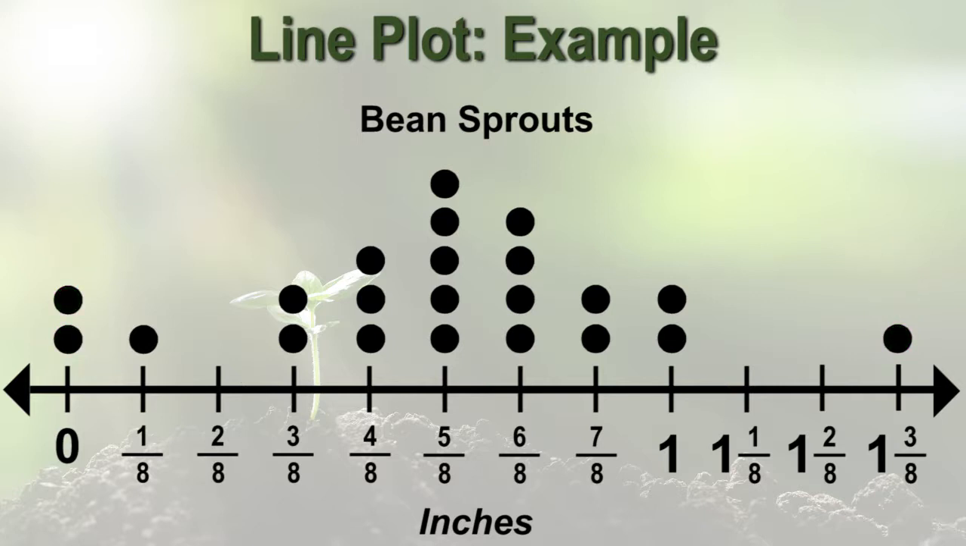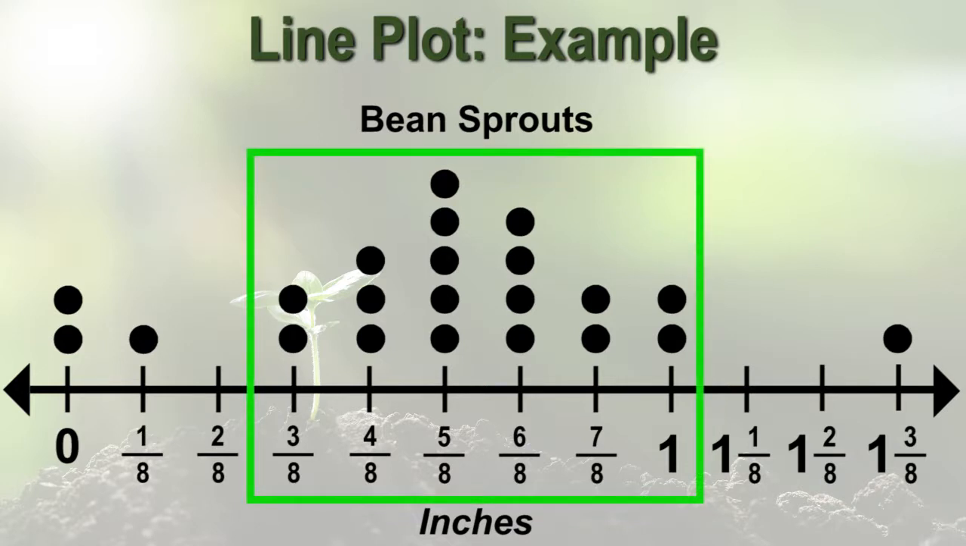We can also see that the most common growth of the bean sprouts was 5/8 inches, since the 5/8 mark on the number line has the most data points. We can also see that most of the bean sprouts grew between 3/8 and 1 inch, since that is where most of the data points are clustered.